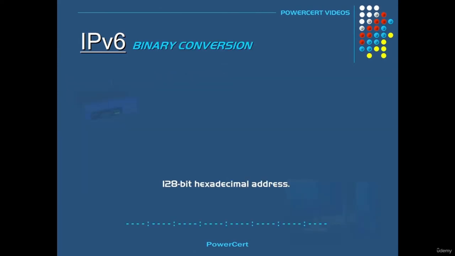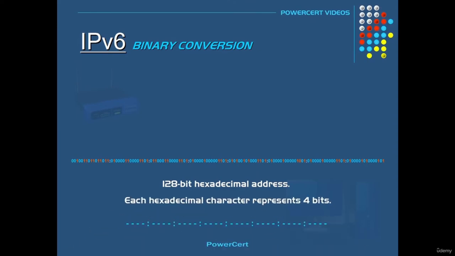So as stated before, IP version 6 is a 128-bit hexadecimal address. It's made up of 8 sets of 16 bits, with the 8 sets separated by colons, as you can see here. So in a similar way that we converted an IP version 4 address to a binary number, this is how we convert a binary number to a hexadecimal address. In an IP version 6 IP address, each hexadecimal character represents 4 bits. So we have to convert 4 bits at a time to get 1 hexadecimal character.